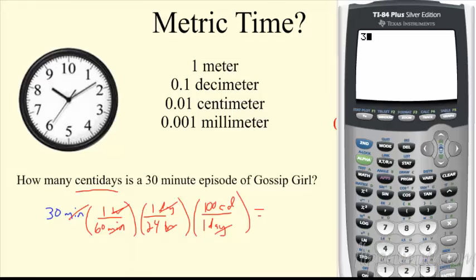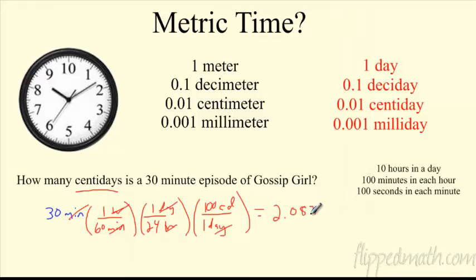Remember, you multiply across the top and divide if it's on the bottom. So 30 divided by 60 divided by 24 times 100. Did anybody get 2.083 repeating? If you did, you're an absolute boss. This is going to be 2.083 what? Centidays. I'm going to call it CD. I don't know if that's legal, but that's my centidays. So a 30-minute episode is going to be 2.083 centidays.